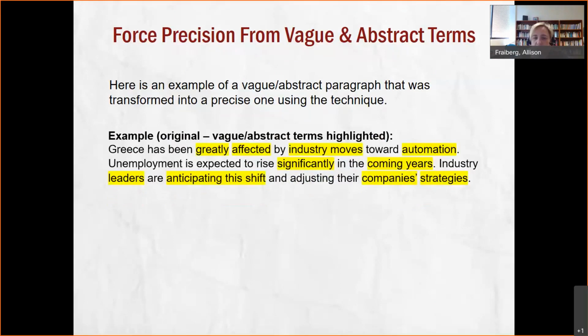Unemployment is expected to rise significantly. Again, how much? In the coming years. When? Industry leaders who are anticipating this shift. How? And adjusting their company's strategies. How? In what ways? Right?